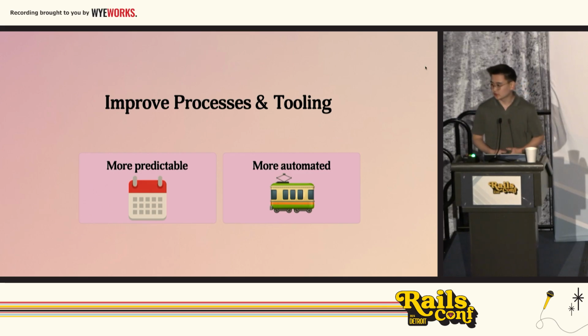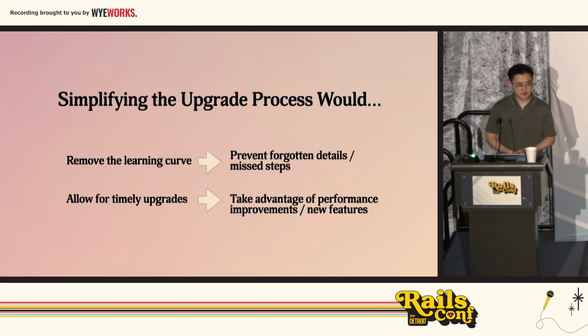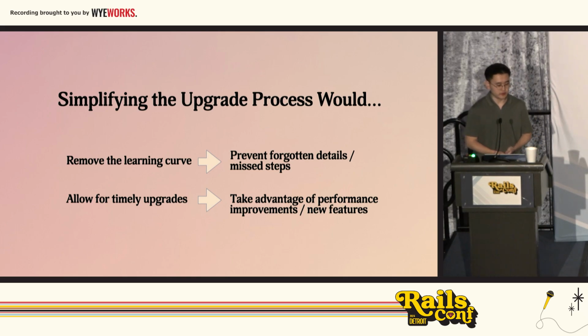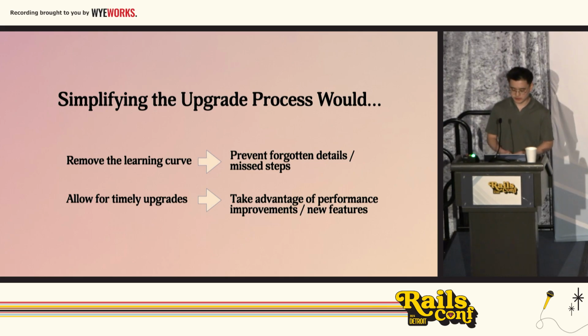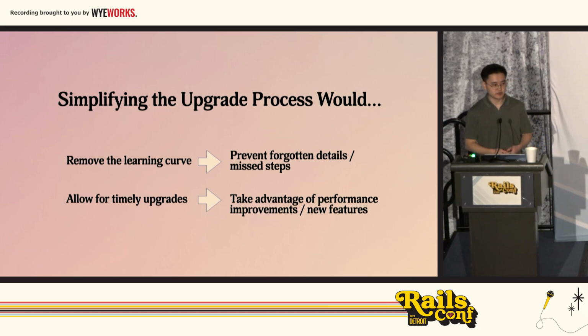We aim to create process improvements and improve tooling to make things, 1, more predictable, and 2, more automated to finish and easier to finish completely, making it easy to not miss steps such as flipping the load defaults for Rails or forgetting to bump a version definition on the Ruby side. Simplifying the upgrade process would enable timely upgrades as well as reduce the learning curve and time investment for developers. Ultimately, this makes the process simpler for app owners to stay up to date, prevents mistakes, and makes it easier to take advantage of new Ruby and Rails features and performance improvements.